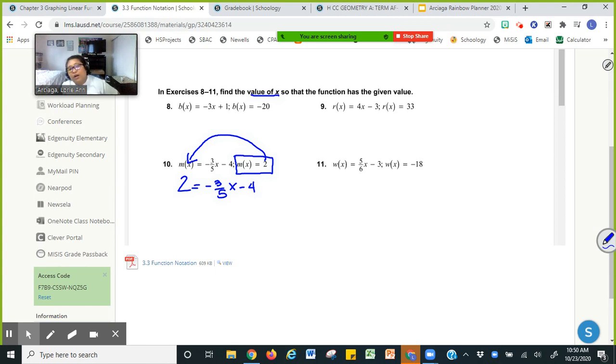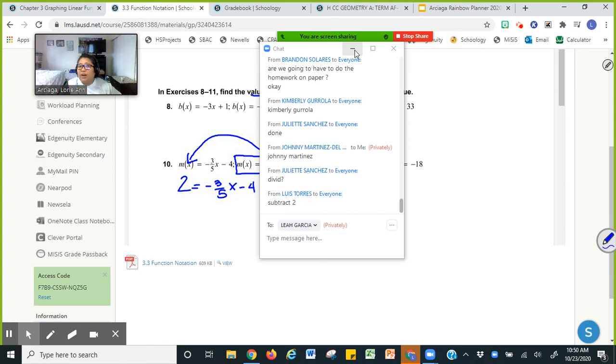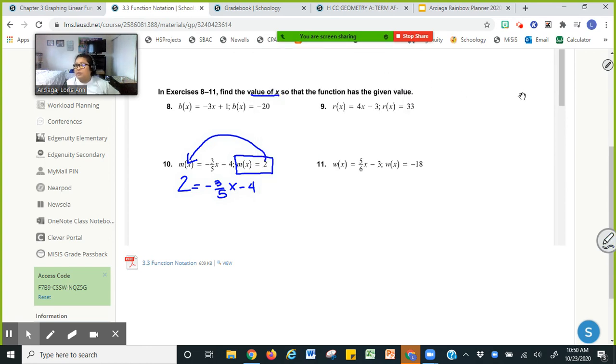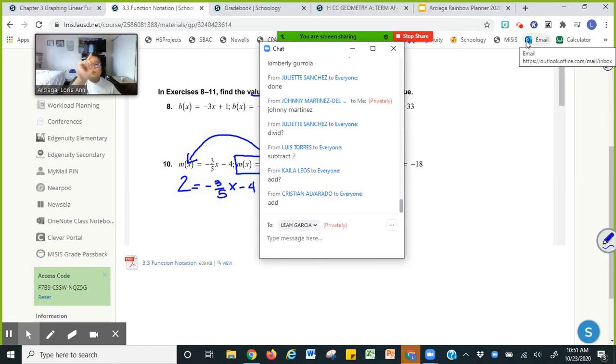Should I multiply by 5? Should I add 4? Should I subtract 2? Should I add 3? You guys tell me. Subtract 2. Divide. Okay, so let me say something about those two. I will not subtract 2 because I want to separate the x. If I subtract 2, that will just make the right-hand side more complicated. I want to get the x, so leave the 2 alone and move from right to left. The other one was divide. You cannot divide yet because the x is directly connected to the fraction. So you have to take away those that are not directly connected to the number or to the variable. Christian and Kayla, add. Very good. What are you going to add?